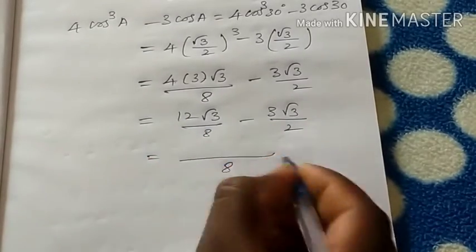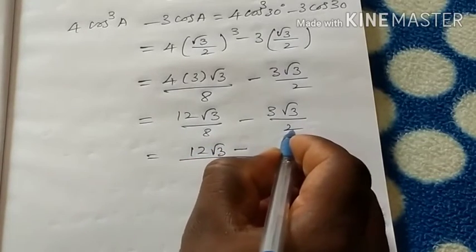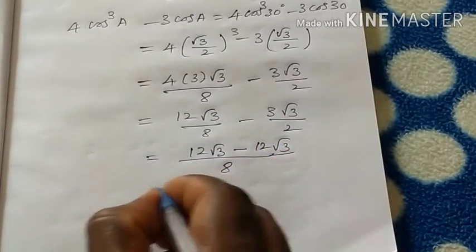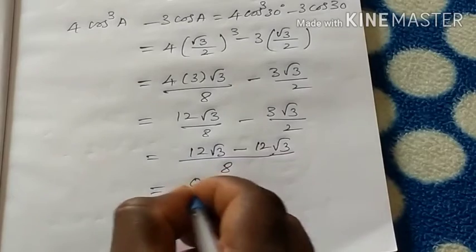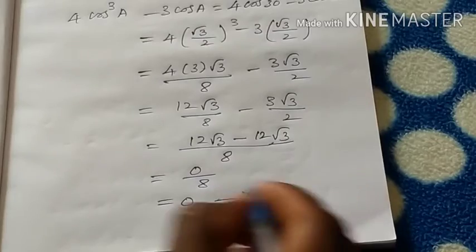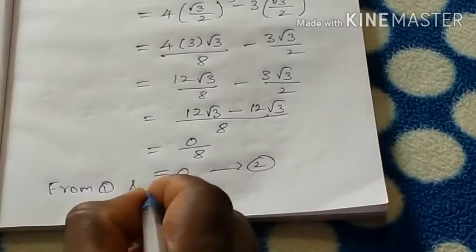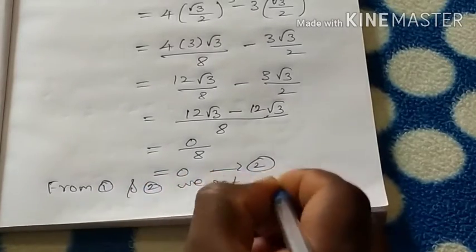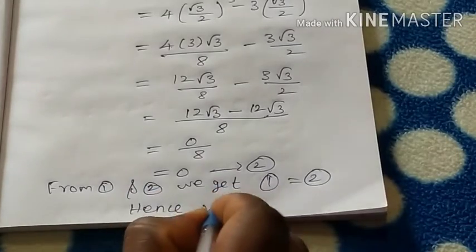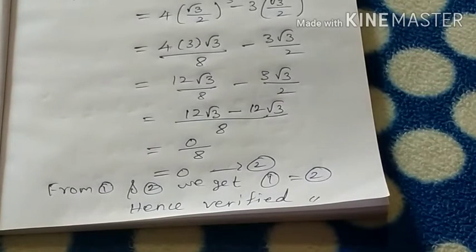Okay, the 8 is the LCM, so 12 root 3 minus the 2 multiplying by 4 we get 8, so 3 4s are 12 root 3. Okay, is equal to 12 root 3 minus 12 root 3 is 0, 0 by 8 is 0. This is number 2. Okay, from 1 and 2 we get 1 equal to 2, so hence verified. Okay, hence verified. That's all the answer. Have you understood?